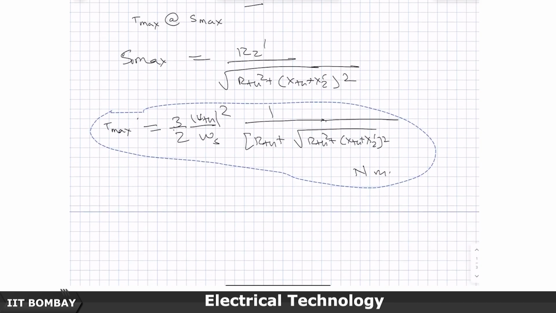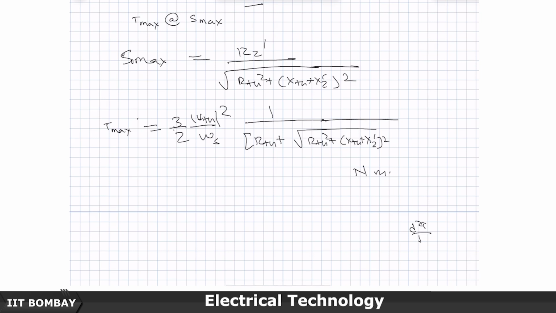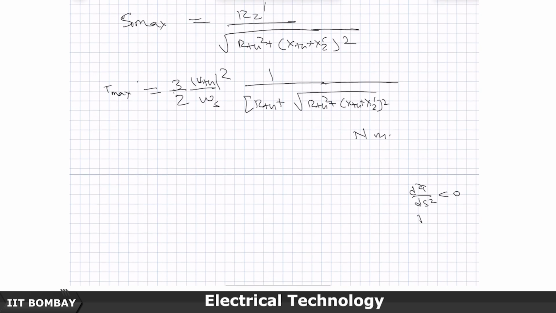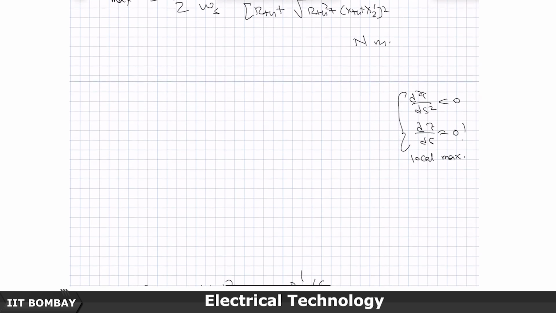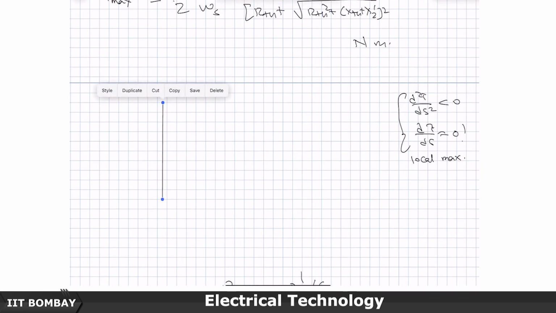Which second derivative am I talking of? I am talking of d square T by ds square. This should be less than 0 and the first derivative should be 0. These are the conditions for a local maximum, and we can even argue that analytically also.